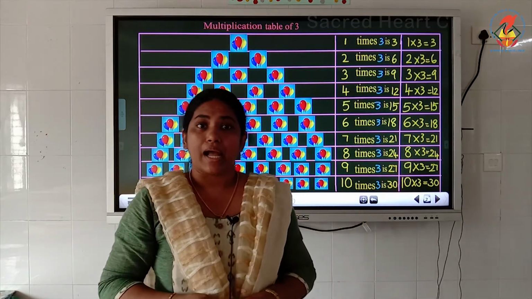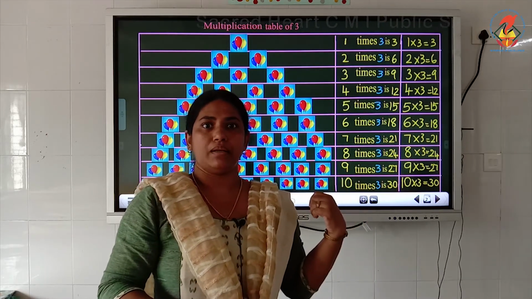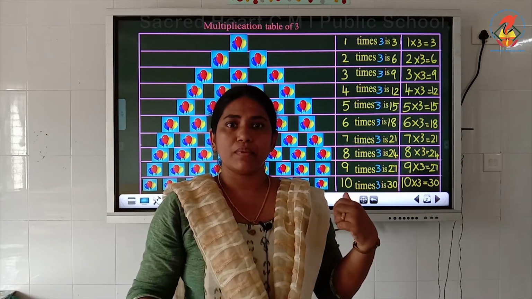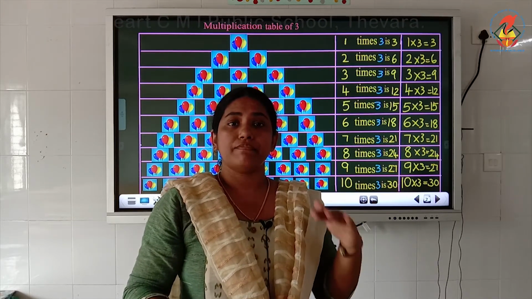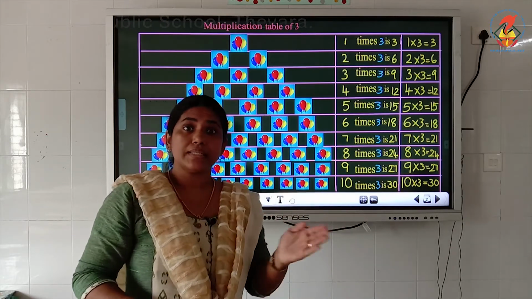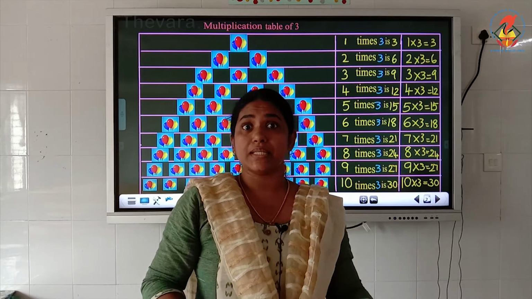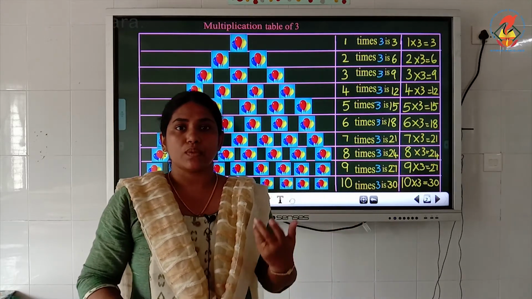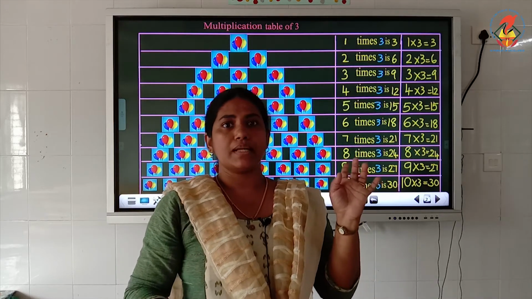Okay, children, after studying the 2 and 3 tables, don't forget the 2's table, and after studying the 4 and 5 tables, don't forget the 3 and 2 tables. So you have to practice all these tables every day, because after studying all these tables we have to do some multiplication questions using these tables. So at that time don't say I don't know, I forgot that table.